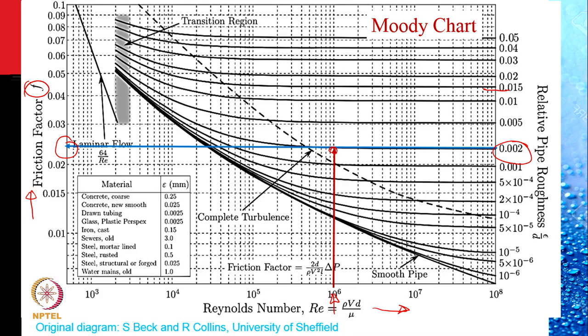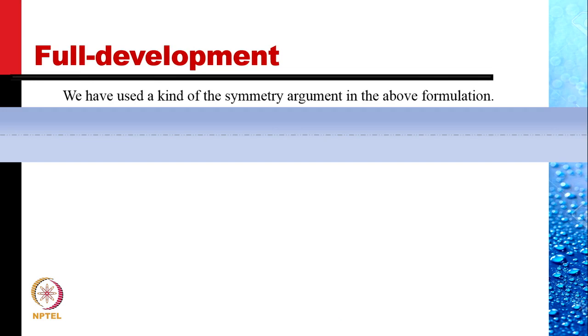And with the two groups, we are able to plot a graph, and from this graph we can determine the value of f. This is a substantial improvement on the result. So we read the value of f as 0.023 from here. We have used the argument of full development. The full development is a kind of a symmetry argument.